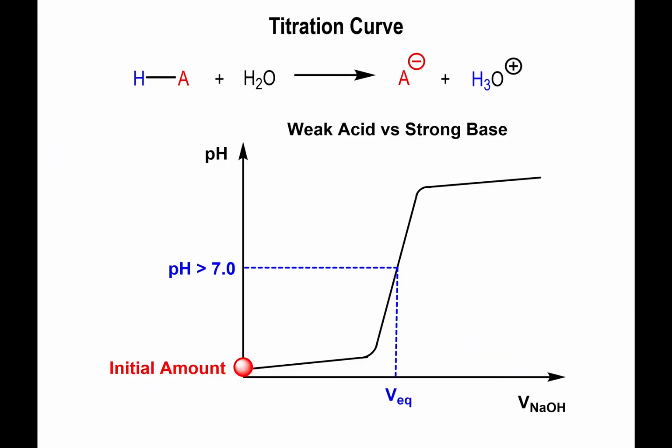Alright, so that's what we call the initial amount of that acid. It's basically, if you have a concentration for the acid dissolved in water, you're going to be able to use an ICE table to figure out the initial pH of that specific solution.